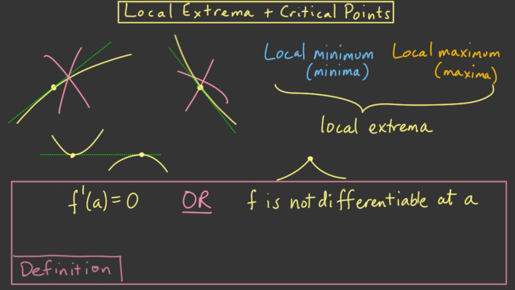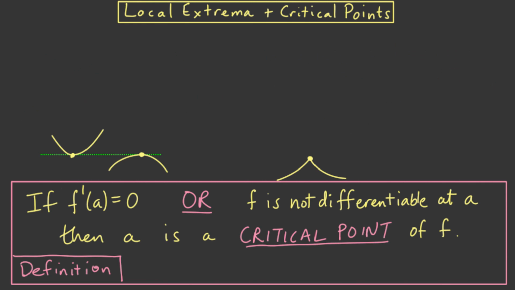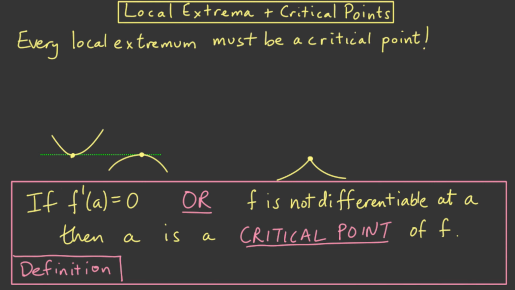We're going to give these a name. We say that if f prime of a equals 0, or f is not differentiable at a, then a is a critical point of f. And what we just proved is that every local extremum must be a critical point.